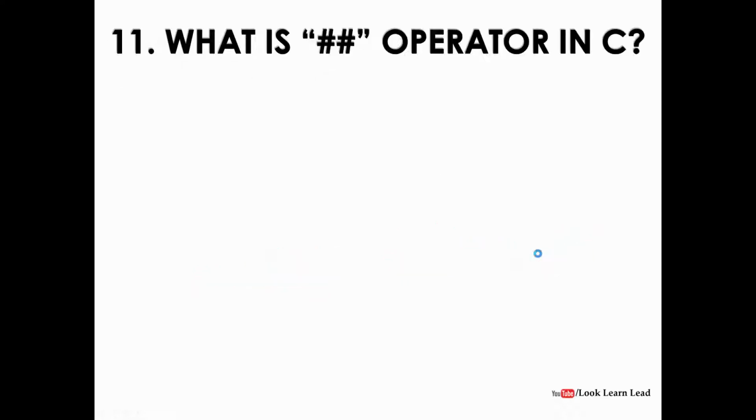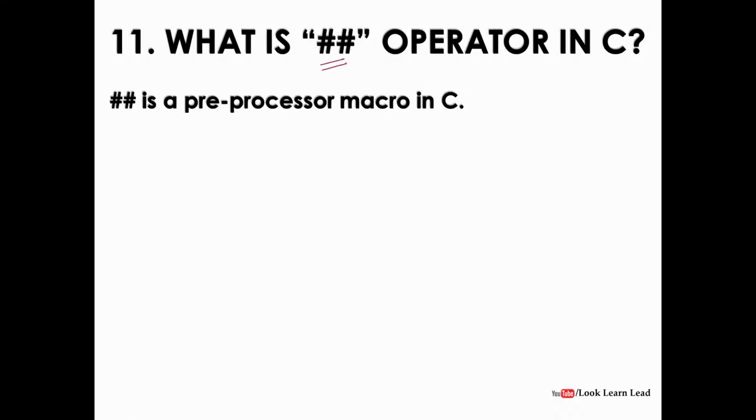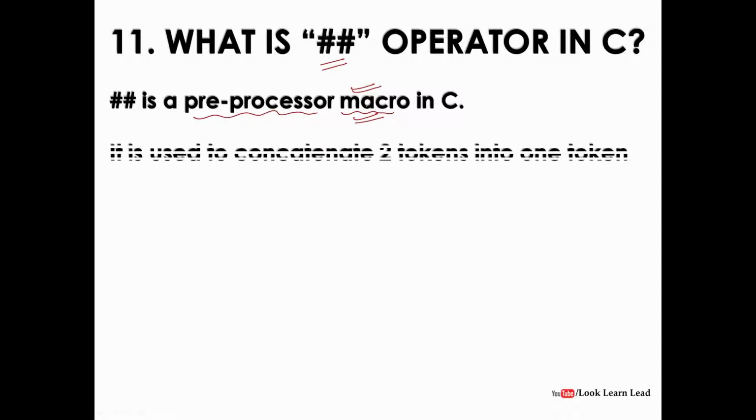Let's see the next question. What is the hash operator in C? It is a preprocessor macro. What does this macro do? It is very important. You should note this. Hash is a preprocessor macro. A macro is any inbuilt function which we just call. What does this macro do? It is used to concatenate two tokens, for concatenating tokens into one token. Okay, you have to remember this.